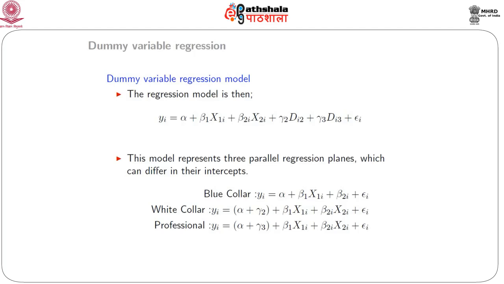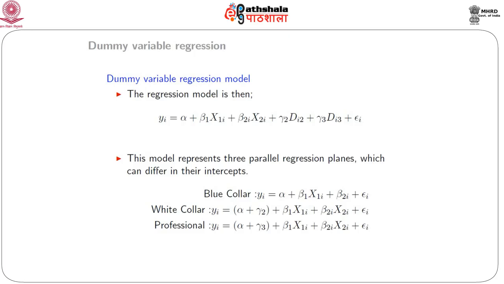So in case of blue collar, we have the regression equation yi equals alpha plus beta 1 xi1 plus beta 2 xi2 plus epsilon i, because both D2 and D3 have taken the values 0. For white collar, yi equals alpha plus gamma 2, which is the new intercept, plus beta 1 xi1 plus beta 2 xi2 plus epsilon i.